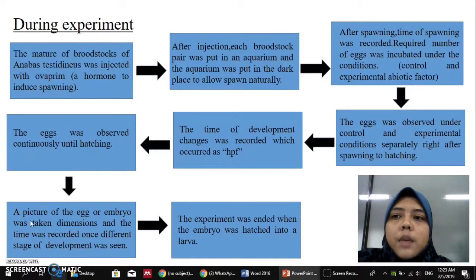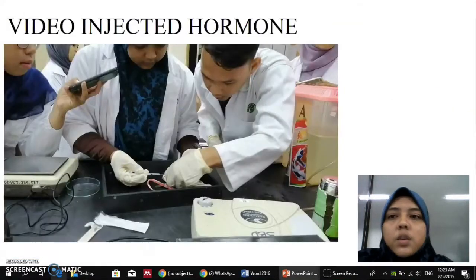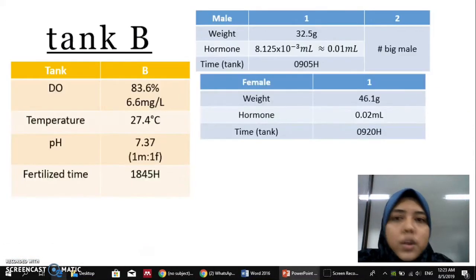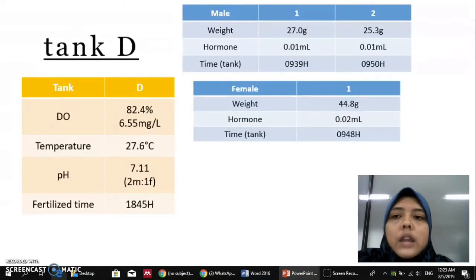So this is the step during the experiment where the broodstock of the embryogenesis was injected with Ovaprim, the hormone which can induce spawning. After injection, the broodstock was put in an aquarium in a dark place. This is a picture of the injected hormone. So tank B, this is the information, and there are 2 male fish and 1 female in tank B, and tank D also has 2 male and 1 female. Why 2 males? Because the size is more than the female.